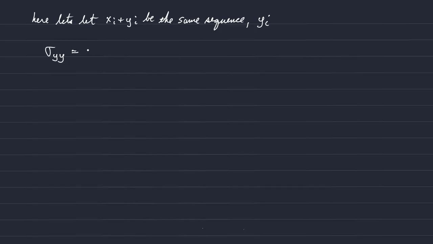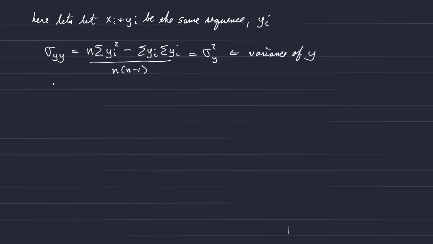And we can write that using the form that I just described as n times the sum of each value of y squared, minus the sum of each value of y multiplied by the same sum, all over n times n minus 1. And that's also equal to the variance of y. And so our correlation coefficient is equal to the variance of y divided by the standard deviation of y times itself, and that, of course, is equal to 1. In other words, the sequence is perfectly correlated with itself.